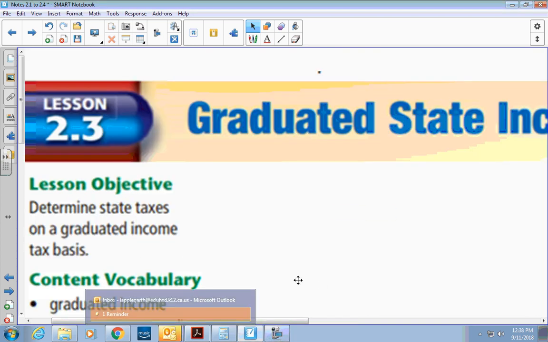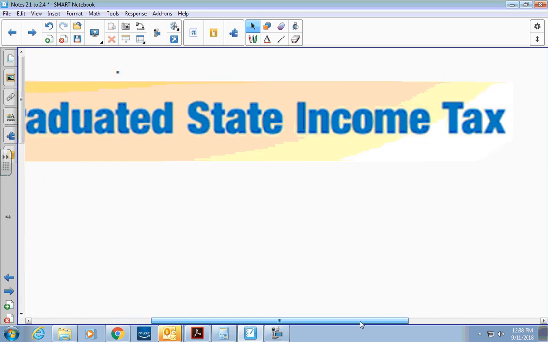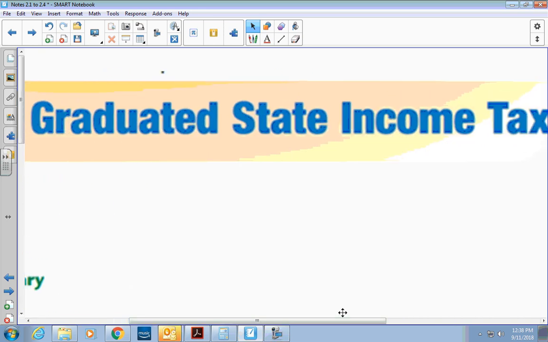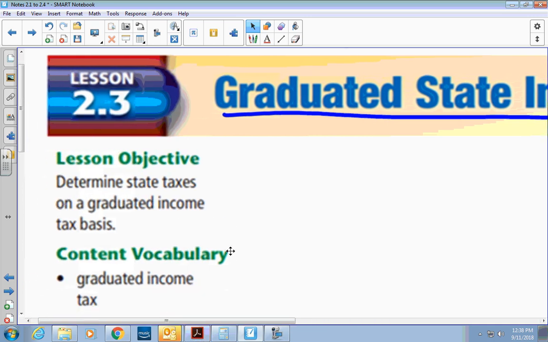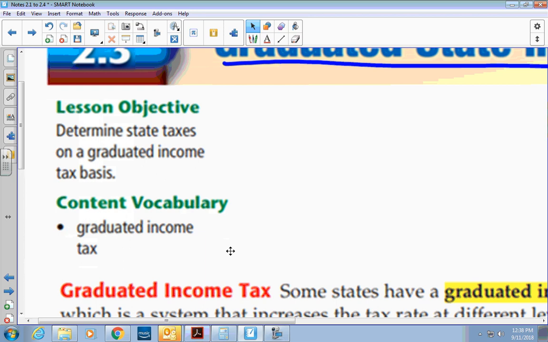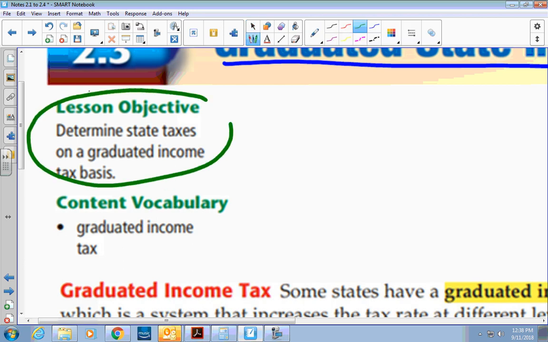Okay, you guys, so go ahead and underline graduated state income tax. That's 2.3. And then let's underline or circle our learning objective: to determine state taxes on a graduated income tax base. We're going to learn what graduated income tax is.